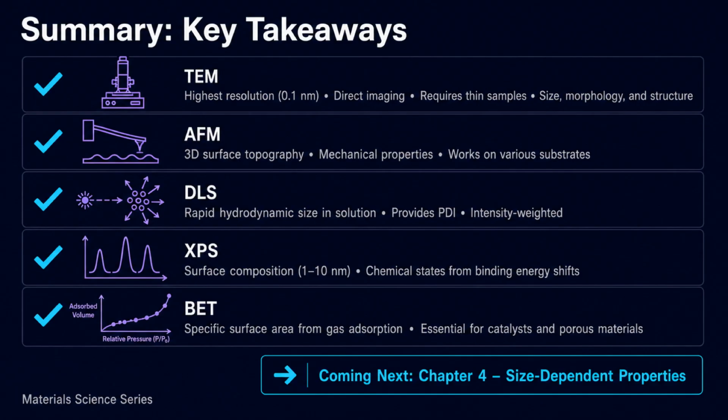XPS reveals surface composition from the top 1 to 10 nanometers, with chemical state information from binding energy shifts. BET measures specific surface area from gas adsorption, essential for catalysts and porous materials.